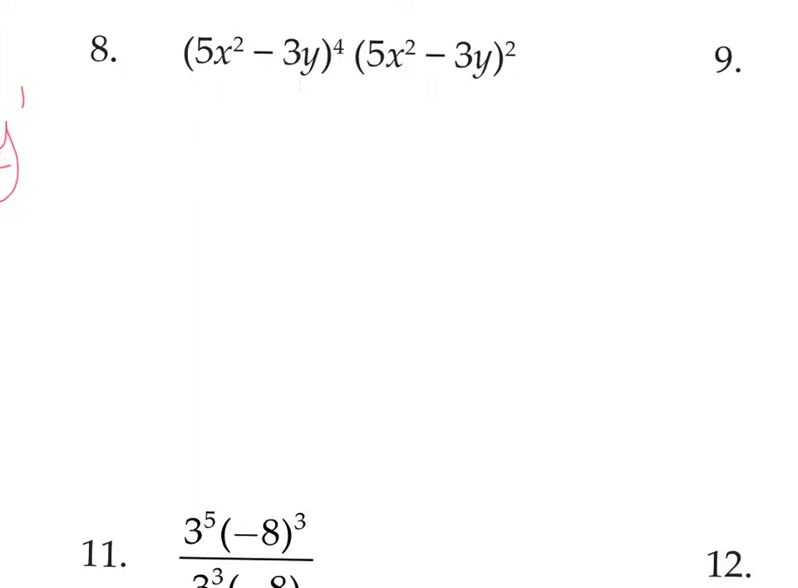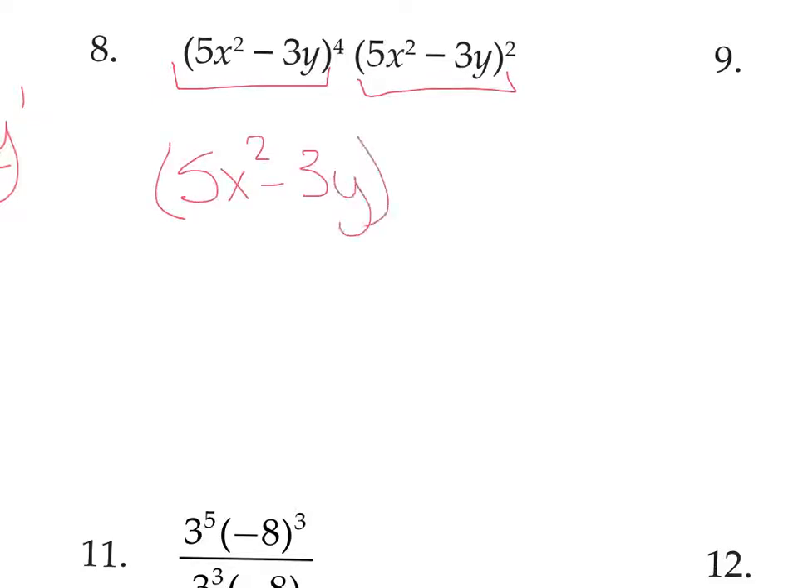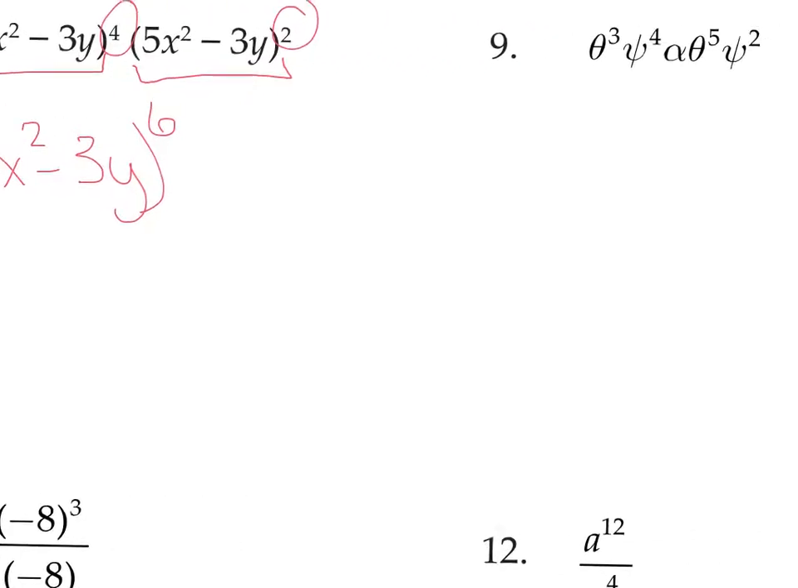But we just recognize that these are the same base being multiplied together. So our base is 5x squared minus 3y. We're just going to add the exponents and make it 5x squared minus 3y to the 6th power. And that's as simple as we can make it.